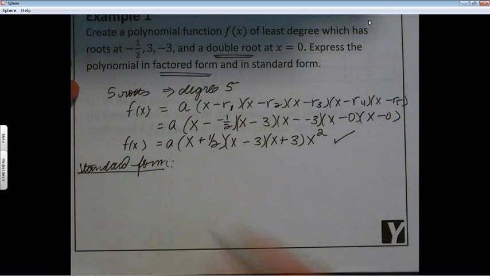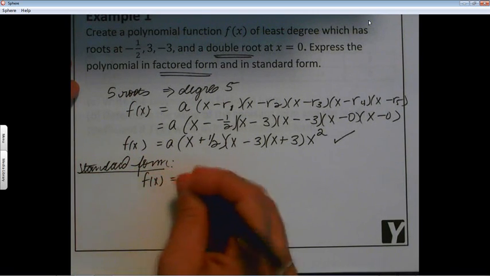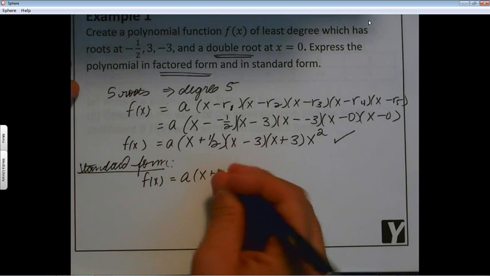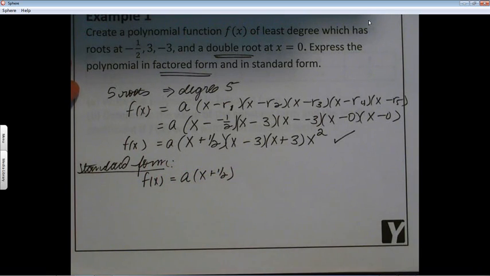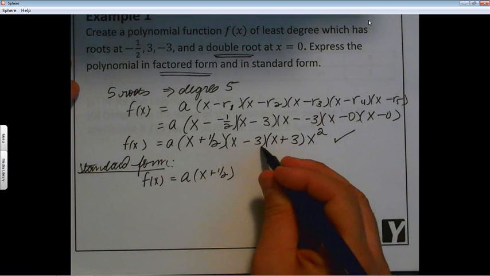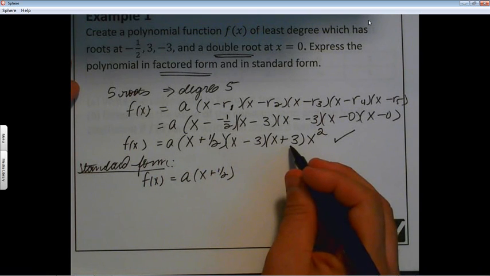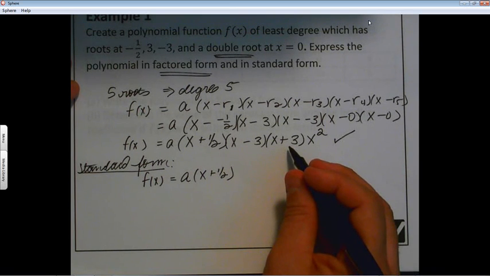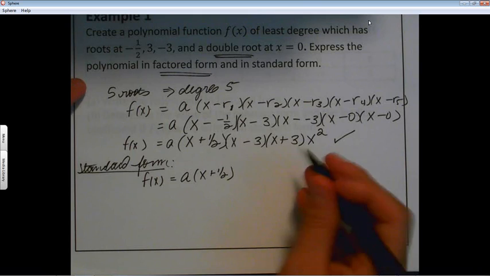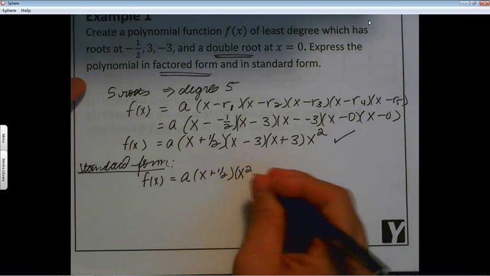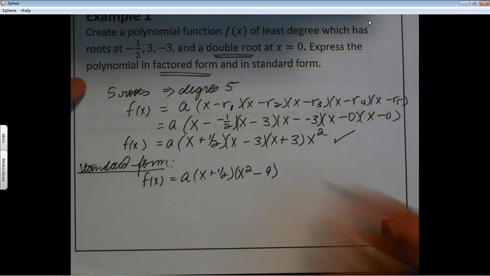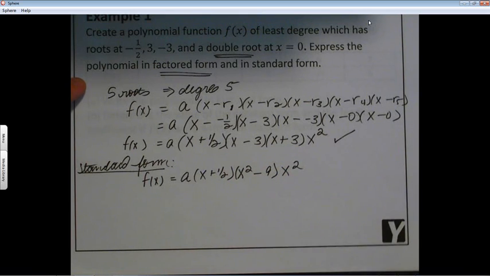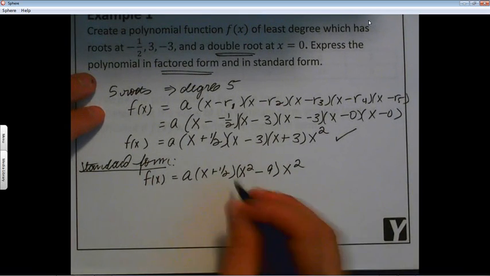Now, to get the polynomial into standard form, what we're going to have to do is actually multiply all of this out, and that's going to take a little bit of work. So let's try to be clever about this. If my goal is to get to standard form, that's going to involve multiplying out these factors. So we have f of x equals a times x plus 1/2, because of the fraction, I want to multiply that out last, times x minus 3 times x plus 3.